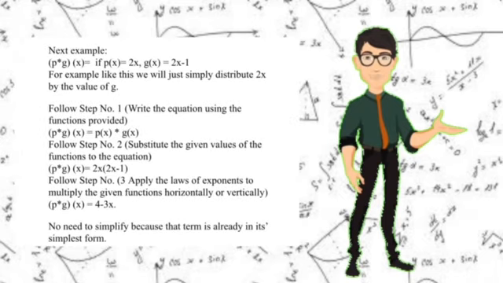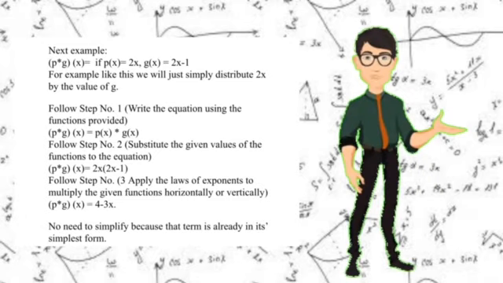Next example, p times g(x) equals, if p(x) equals 2x, g(x) equals 2x negative 1. For example like this, we will just simply distribute 2x by the value of g. Step number 1, write the equation using the function provided. p times g(x) equals p(x) times g(x).